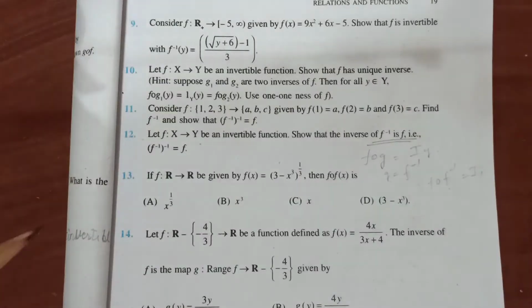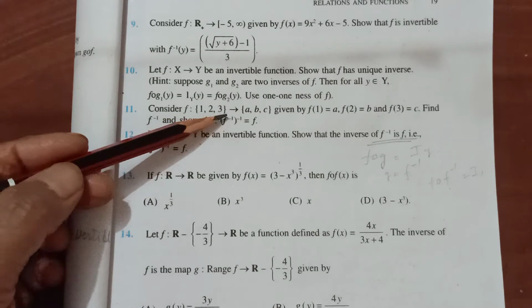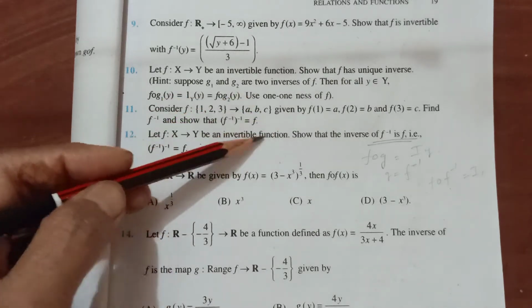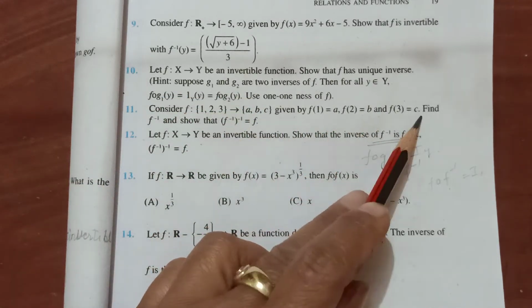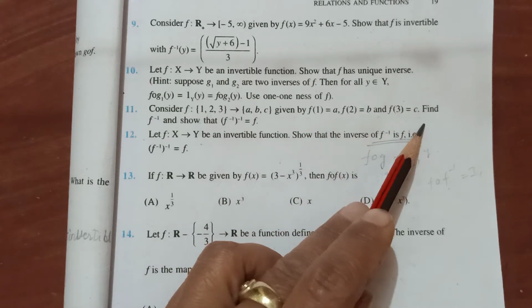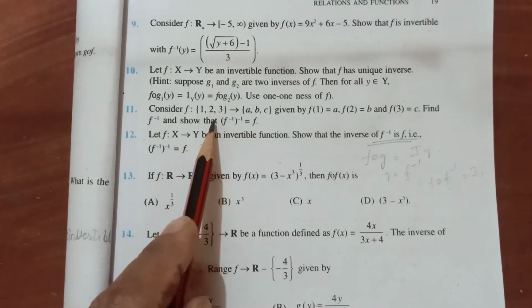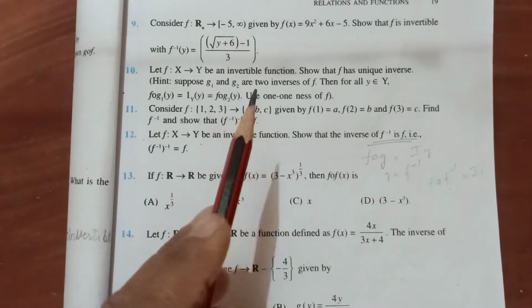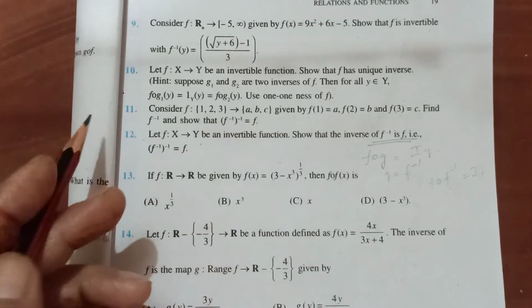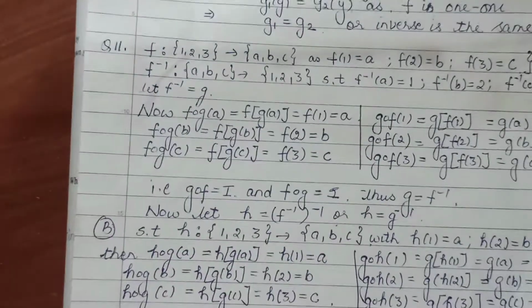All right, now the 11th question was saying you have to consider a function from {1, 2, 3} to {a, b, c}. This is the domain, this is the range, and that is how they have defined the function. The image of 1 would be a, of 2 would be b, of 3 would be c. Then you have to find its inverse function, and then you have to show that the inverse of the inverse would be back the function itself. Okay, ये simple सा question है, obvious सा question है, but इसका presentation is what counts here, and which is lots of work. Okay, so how are you going to present it?